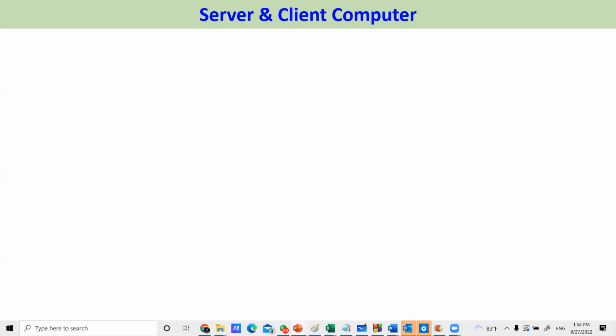Then client means the computer that receives the service, right? The server provides the service. The client, on the other hand, receives the service. A client computer may be a normal computer in the network, right? It has no special configuration, no special capacities. It's a normal computer. Its duty is receiving the services that are provided by the server computer.